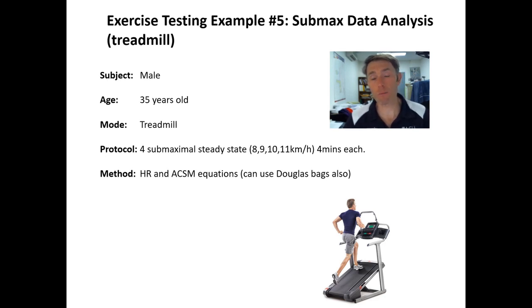You can use Douglas bags if you have access to those or any other VO2 equipment. But in this case, we just did a quick test and used ACSM equations. This can be done anywhere in the gym, in the home. People have their own treadmills, and so it's a very simple, not very stressful test to do at all. But you can get quite a good piece of data out of it.